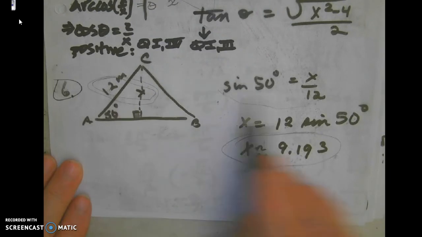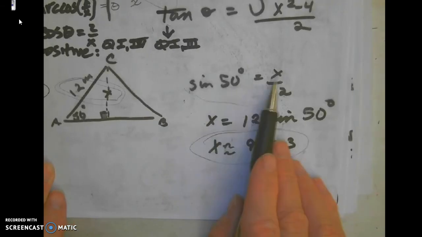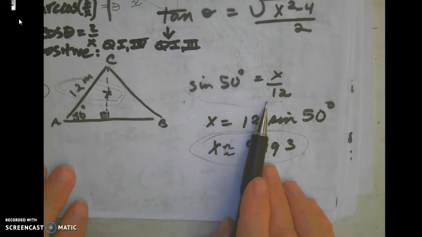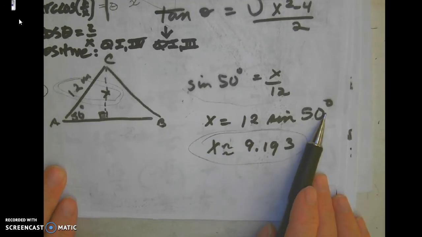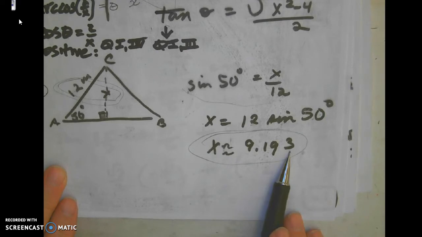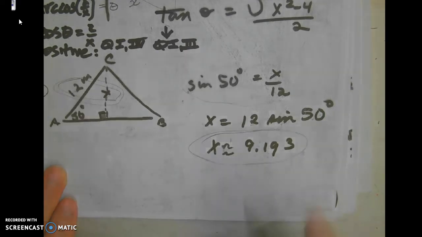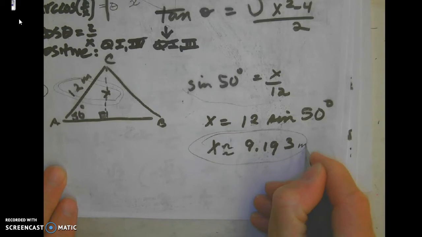That's sine is going to be opposite over hypotenuse, so I just write sine 50. I isolate x by multiplying by 12 on both sides. Make sure you're in degree mode in your calculator. Always check your mode. And then when I do, I've got 9.193. And if they have this in meters, then I need to put the units down, which are meters.